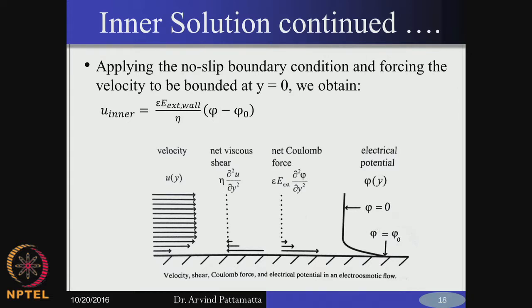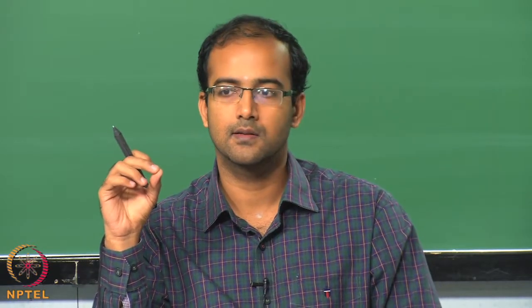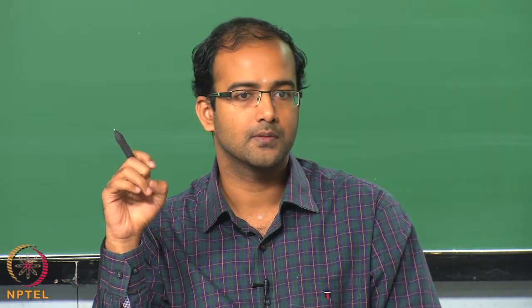So basically the EDL is a very thin layer close to the wall, right, a few nanometers. Since we have the velocity profile for the EDL, at the edge of the EDL we can apply this as a boundary condition, and we can see that the entire bulk flow is driven by the motion of the EDL. So the edge of the EDL can be assumed to be a wall which is moving with a particular velocity given by this value. So this will be like a Couette flow.